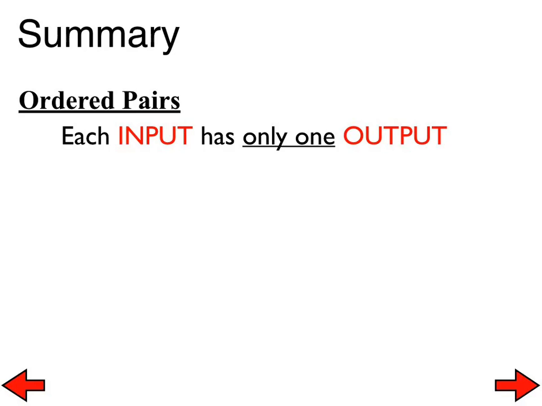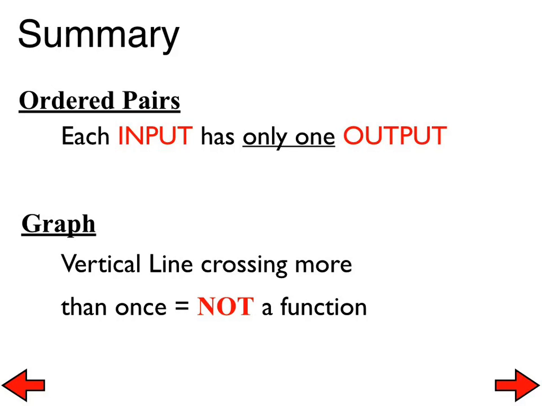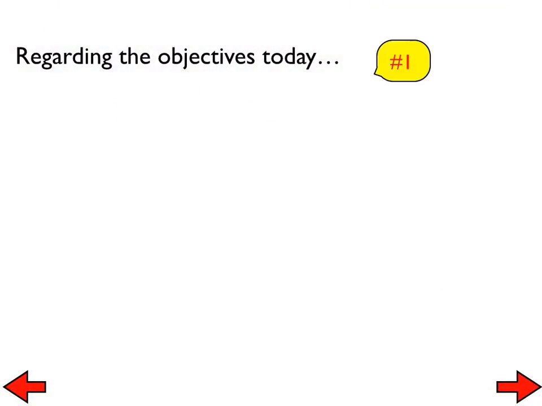Okay? All right, so summary. If you have ordered pairs or mappings, each input has only one output. That tells you it's a function. For a graph, if a vertical line crosses your graph more than once, it is not a function. Once is a function. Quickly, turn to your shoulder partner. What did you learn today?